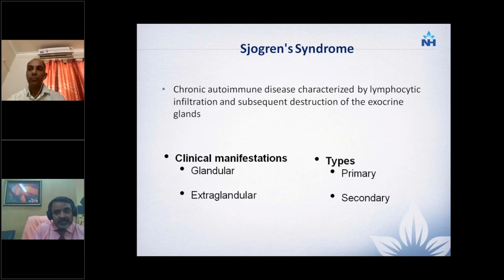And of course, this disease is also of two types: one is primary and the second is secondary. Primary is isolated Sjogren syndrome, which is not associated with any other disease. Secondary Sjogren is very common as compared to primary, because secondary Sjogren can be associated with rheumatoid arthritis and other CTDs like SLE, myositis, and other autoimmune diseases like primary biliary cirrhosis and autoimmune hepatitis. This is very important to know. It is very commonly secondary to other diseases as compared to primary Sjogren syndrome.